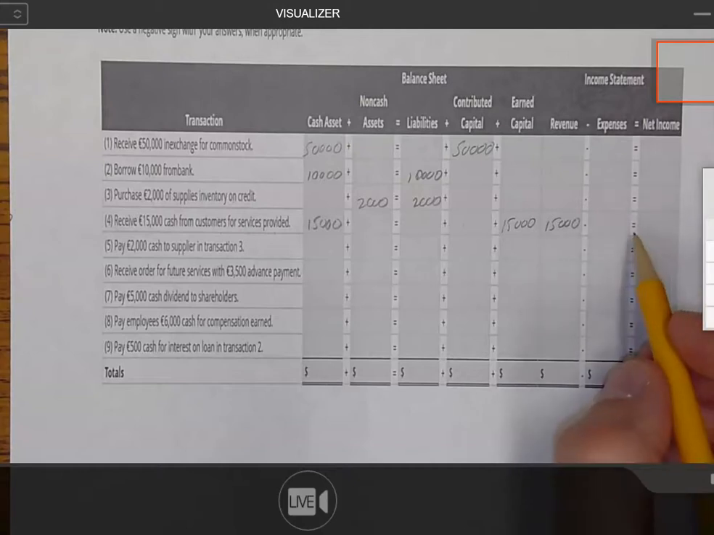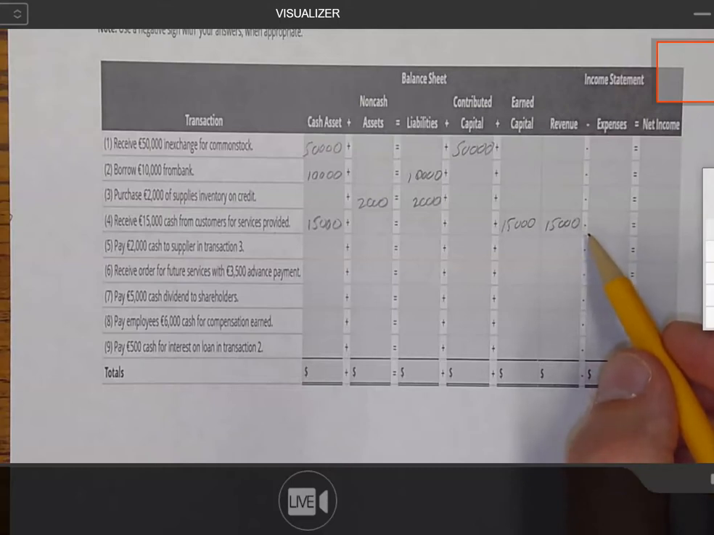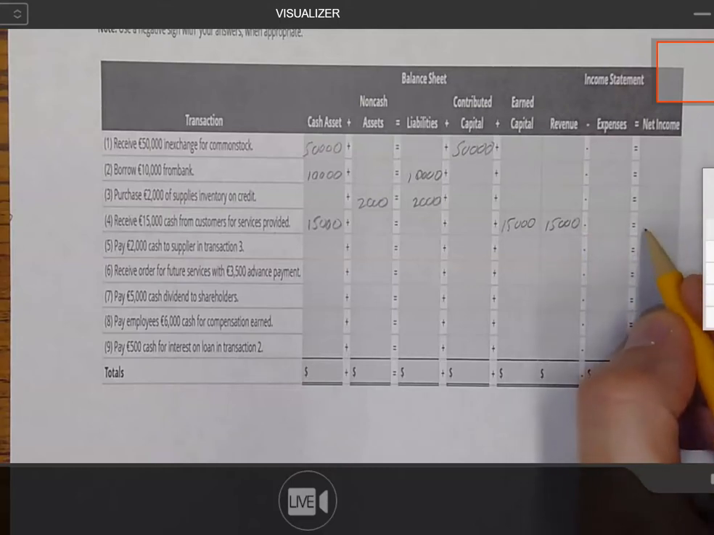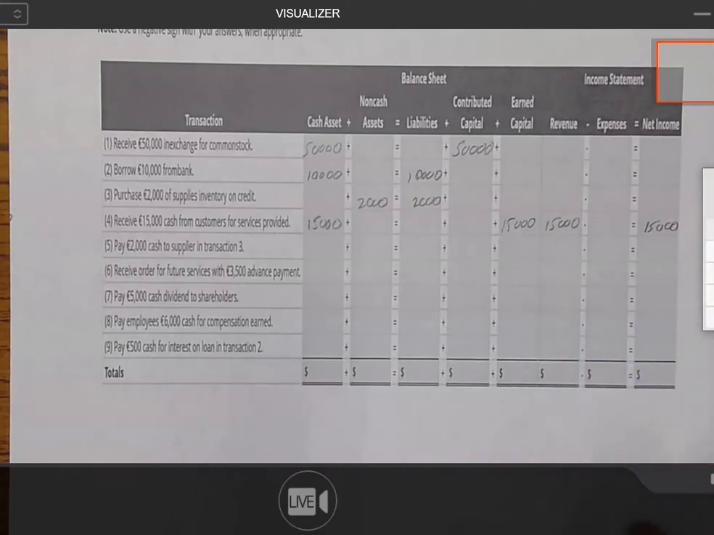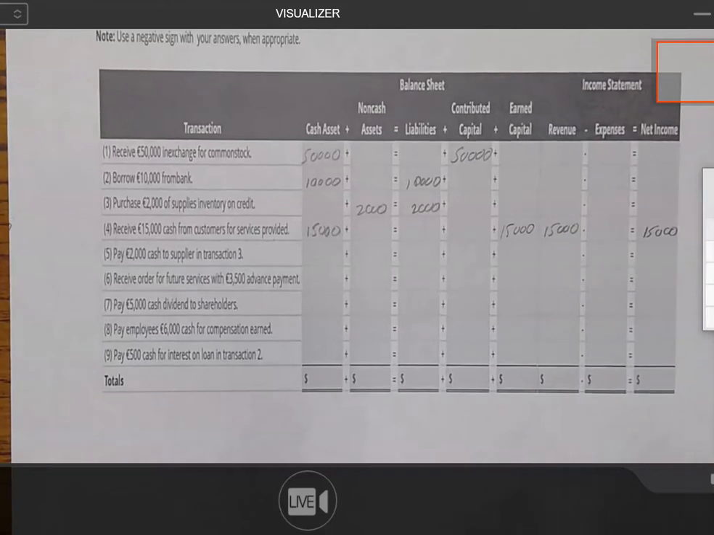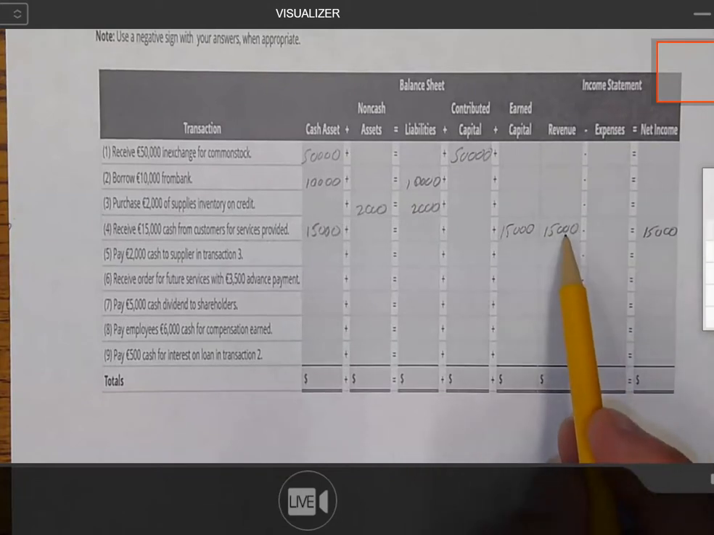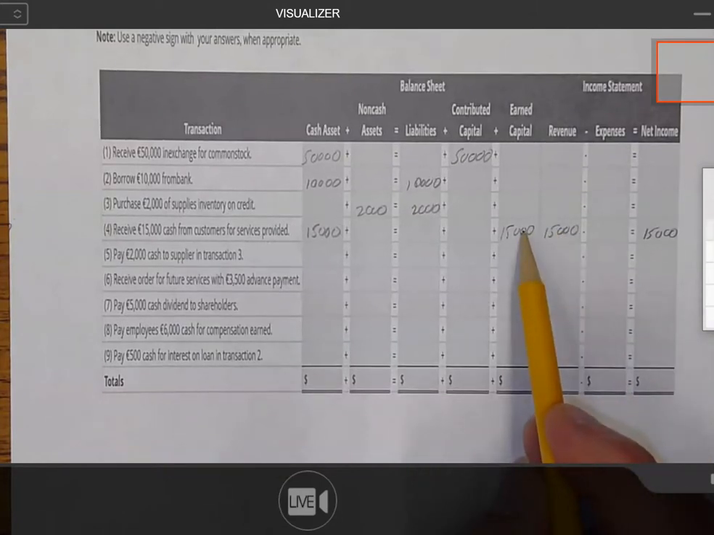And because these are services and we don't have any expense information associated with the generating of this revenue, we have a $15,000 positive impact to net income. So a lot going on in this particular transaction. The way this is set up, we are entering the revenue after we're earning earned capital.